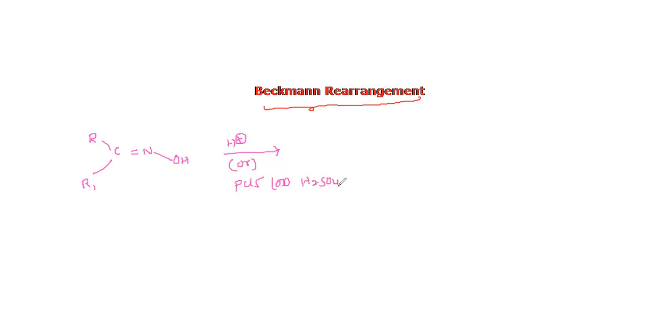Today we have to discuss the Beckmann rearrangement. In the Beckmann rearrangement, we take an oxime in the presence of an acidic medium, sometimes using PCl5, or sometimes H2SO4, whatever the catalyst. Then here we get N-alkyl amides.